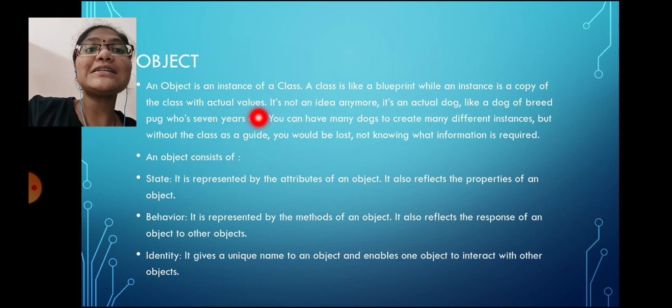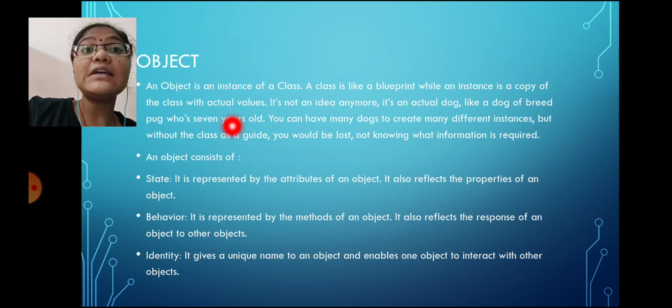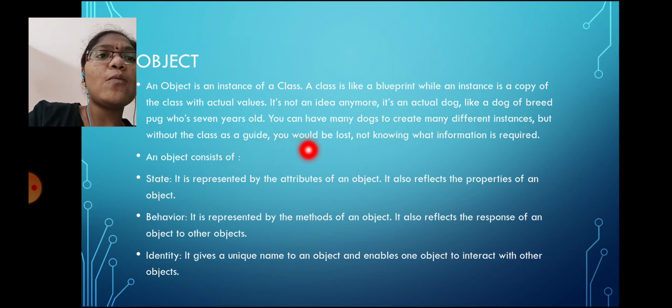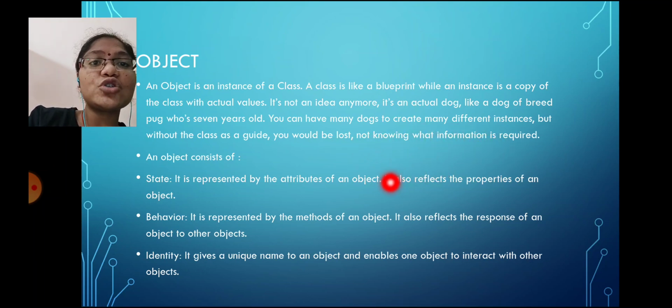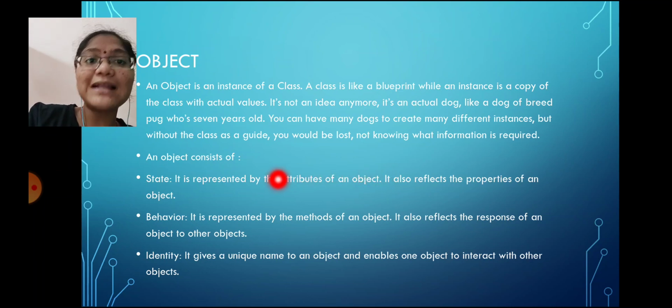Object. An object is an instance of a class. A class is like a blueprint, while an instance is a copy of the class with the actual values. It's not an idea anymore. It's an actual dog, like a dog of breed pug who's 7 years old. You can have many dogs to create many different instances. For example, we are considering a dog. There are different kinds of breeds of dogs. But without the class as a guide, you would be lost, not knowing what the information is used for.